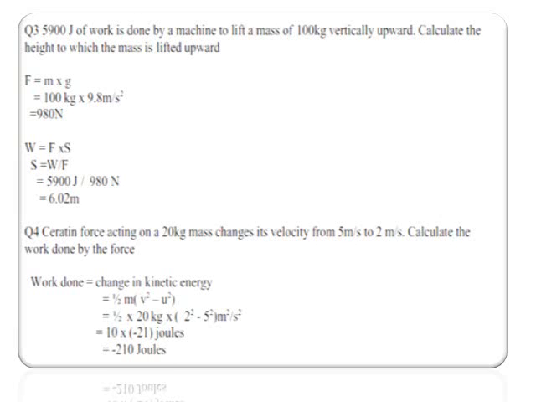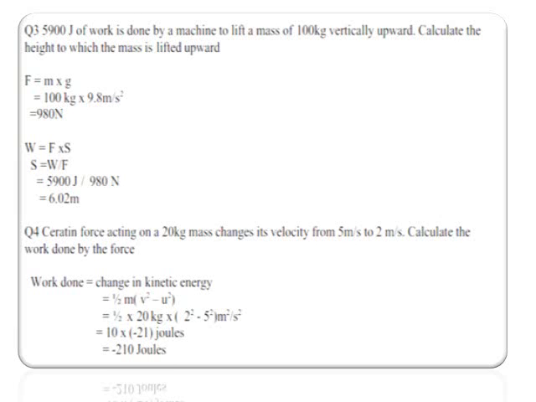Now what is being given? Mass is given as 100 kilograms. Therefore find the force. So as in the previous case, F is equal to mg. So 100 into 9.8, 980 newtons. Then applying the formula W is equal to F into S, S is equal to W by F. So W value is 5,900 divided by 980. So when you simplify, you get 6.02 meters. Since displacement is being asked, the SI unit of displacement is meters.